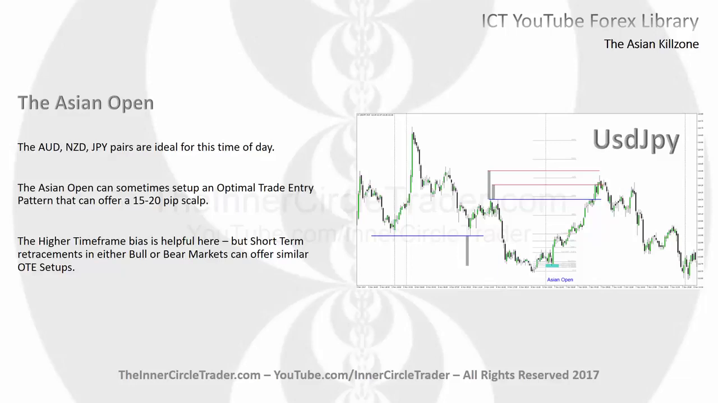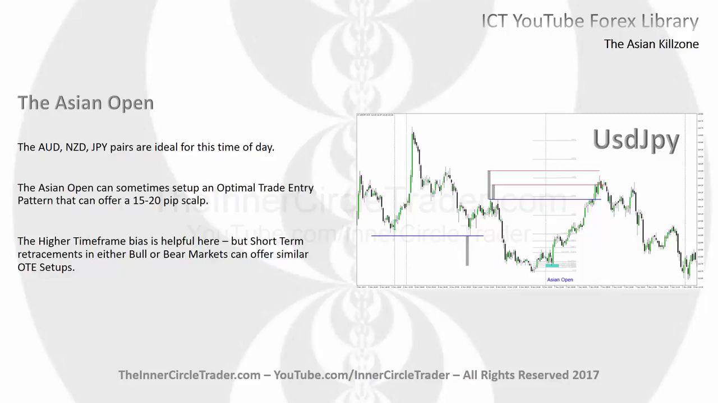Now, the Asian Open can sometimes set up an optimal trade entry pattern that can offer 15 to 20 pips for a scalp. Now, the higher time frame bias is helpful here, but short-term retracements in either a bull or bear market can offer similar optimal trade entry setups. As an example here, this is the dollar-yen pair.